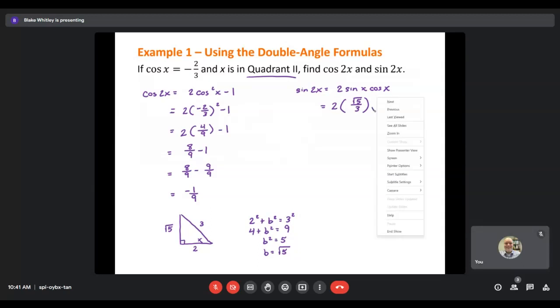Now we need to multiply that by cosine. Okay, cosine was actually given here as negative 2/3. We could have also gotten it from our triangle at the bottom. And just make sure, because we're in quadrant 2, we make that a negative value.